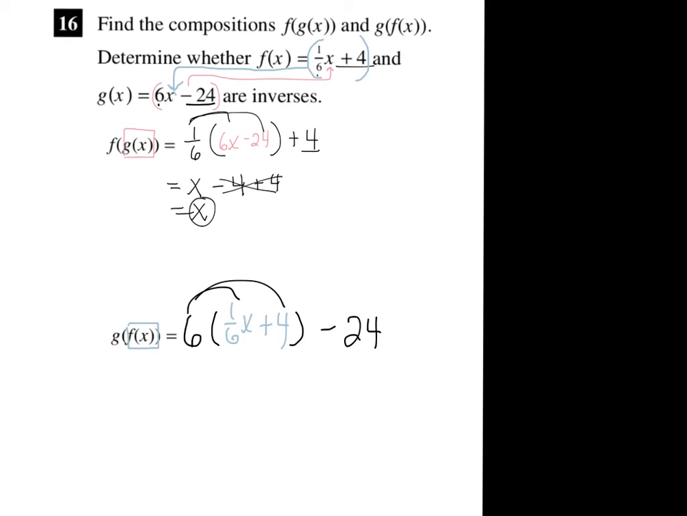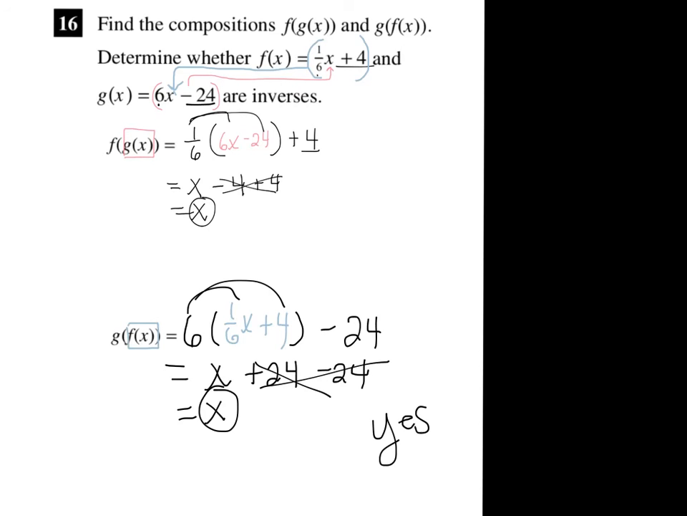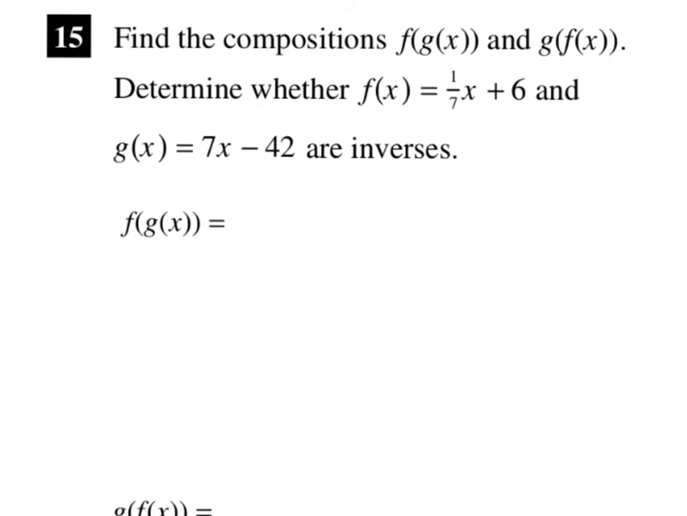So we'll distribute. 6 times 1/6 is 1. 6 times 4 is 24. Subtract 24. Those cancel out, and we're left with x. So since both equaled plain x, our answer here is yes, the two functions are inverses. And now that I skipped number 15, I'll go back and do it.